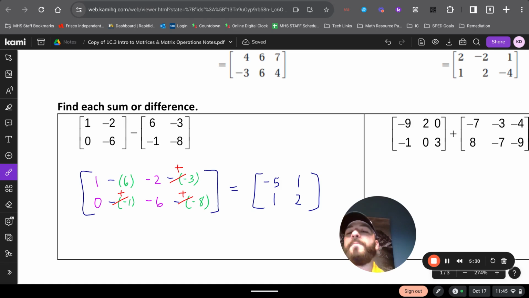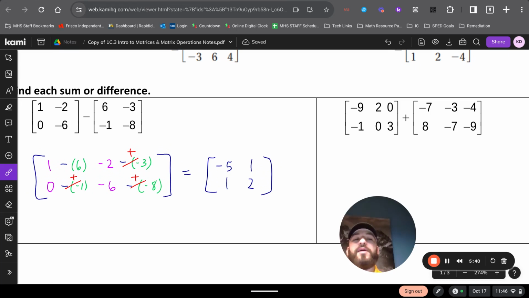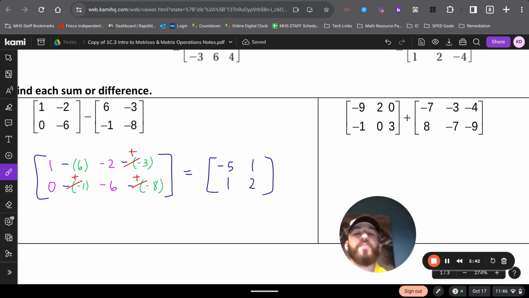When we're doing matrix addition or subtraction, you're just adding or subtracting each of those terms to the exact same corresponding term. So go ahead and pause me and try the second one over here. This one is addition, and I'll go over it in just a moment.